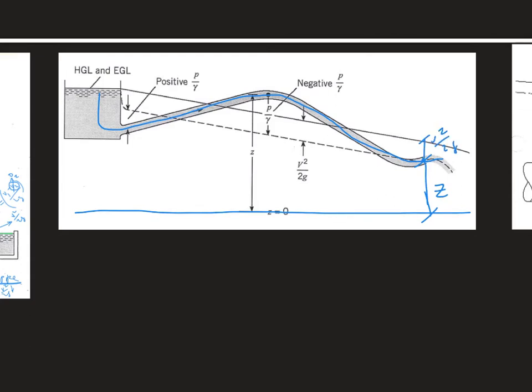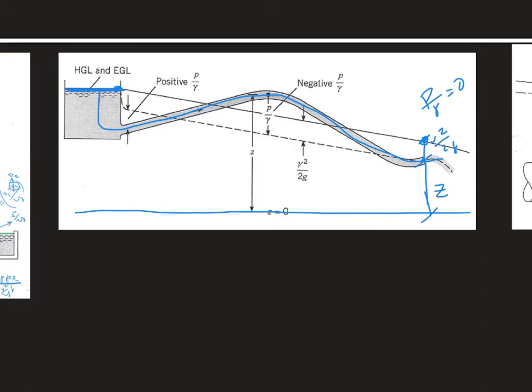Because the water's flowing out into the atmosphere, P on gamma over here is zero. So I picked a point somewhere above the exit that's going to account for V squared on 2G. Now I'm going to go over to the start. The start, well, we know that this is both the HGL and the EGL. That's like a given, and that's super easy.